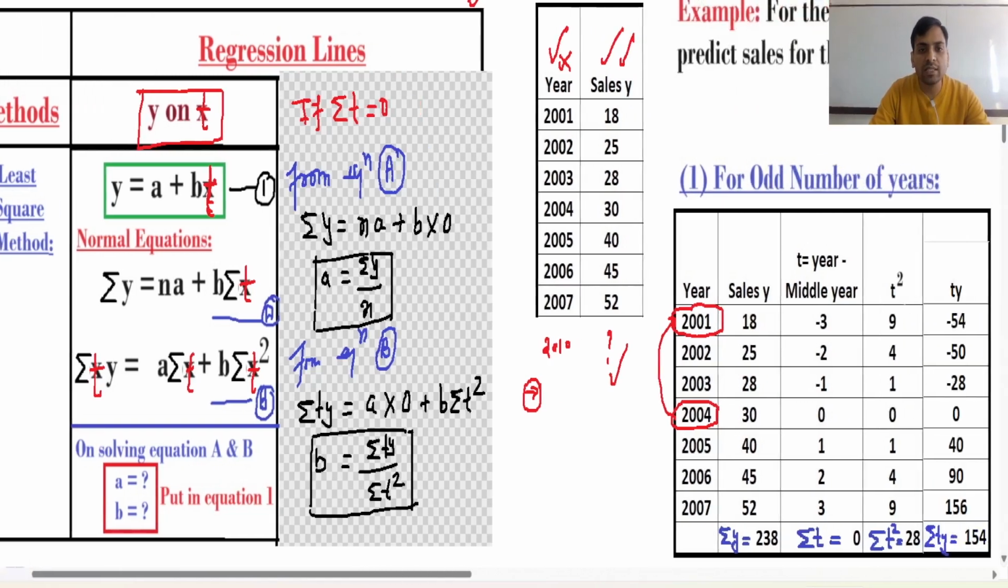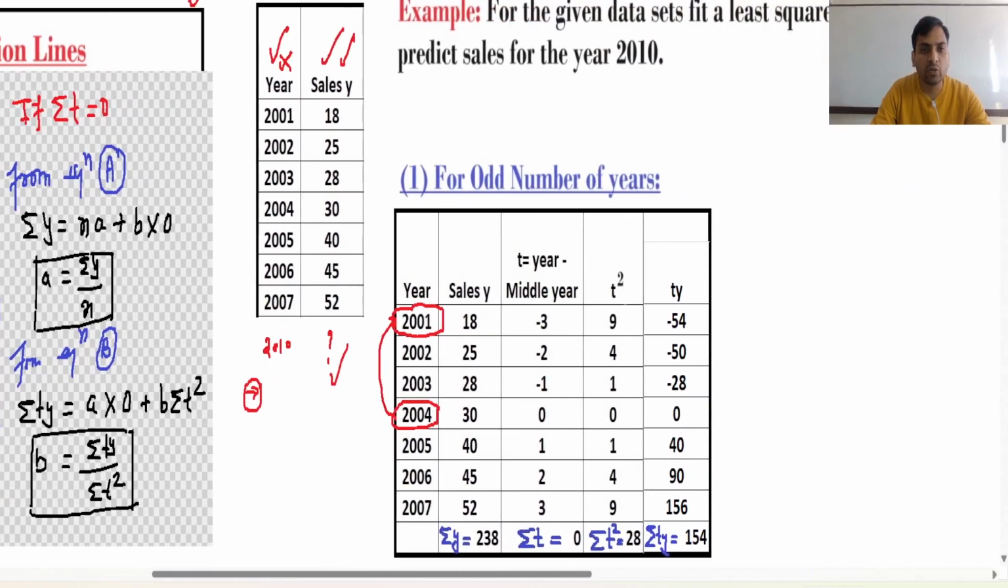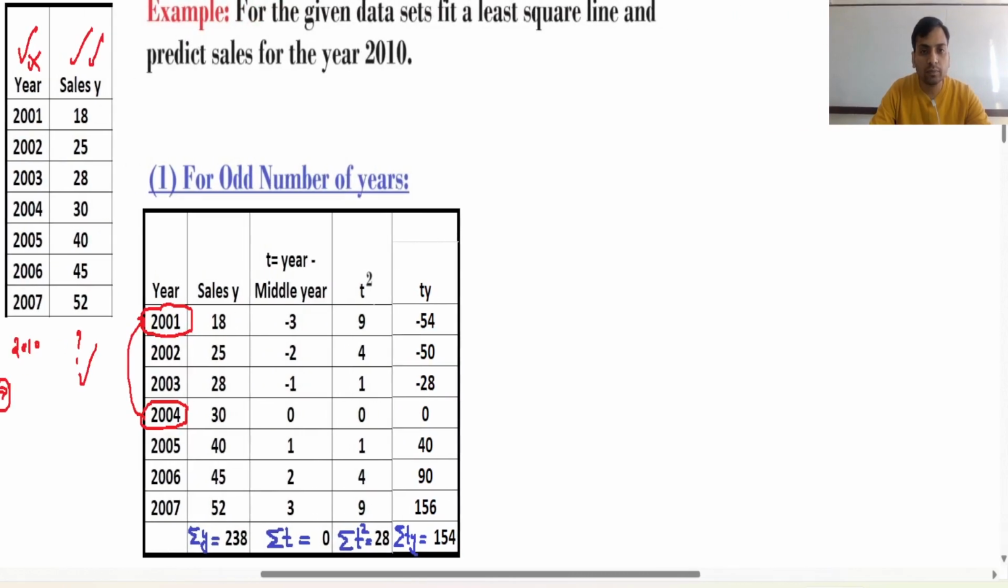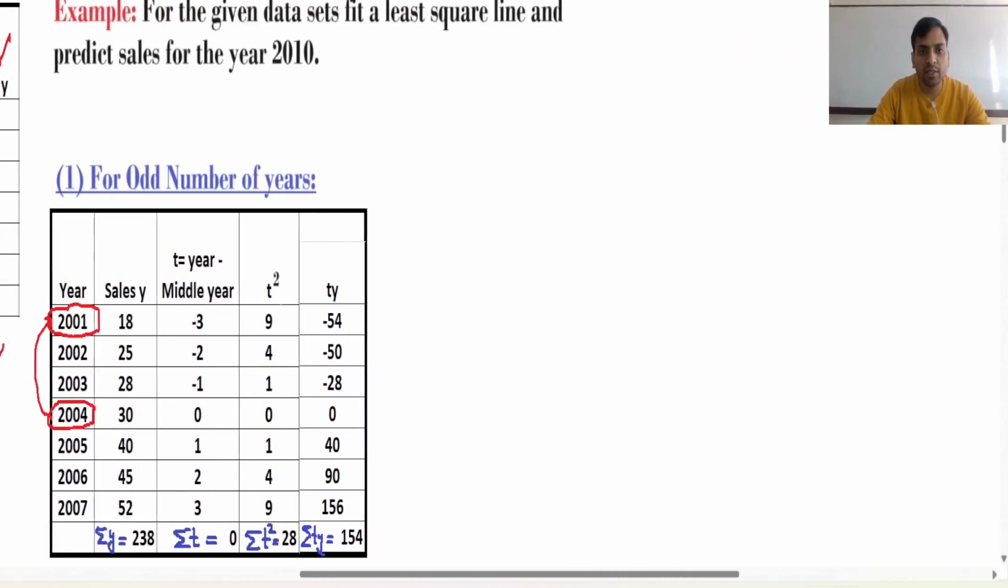So we will use the same formula for this question. In this question, we have this data, least square. You need to find the least square line and predict sales for 2010. So we have two things. First is equation number 1, y equals a plus bt. This is equation number one.